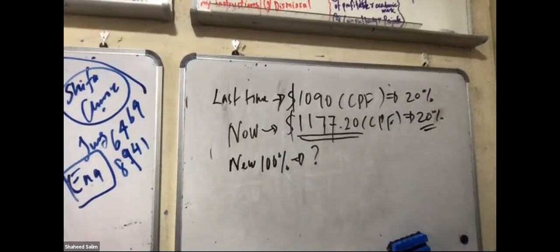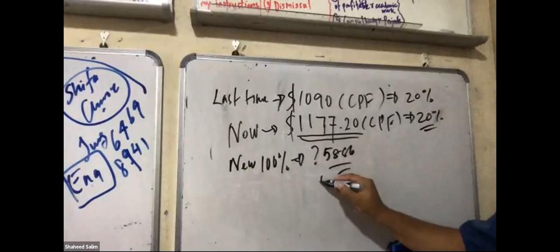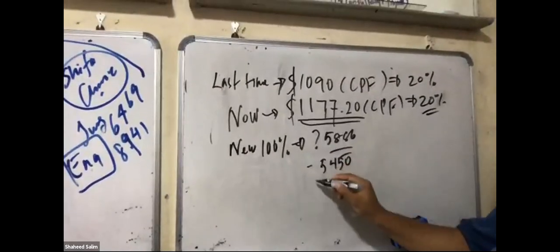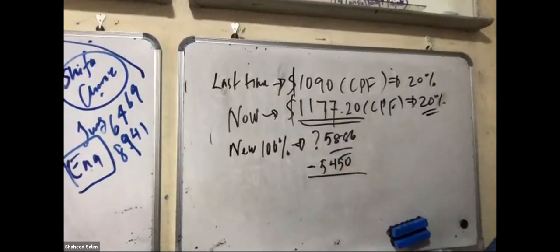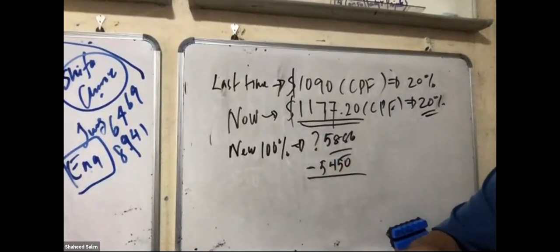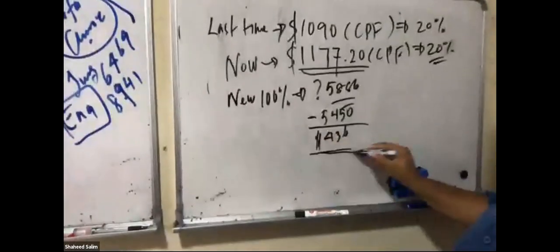So what is the new 100%? 5886. Good. So before, the salary was 5450, remember? So what is the increase in salary? How many dollars? 436. Good. So what is the percentage increase?